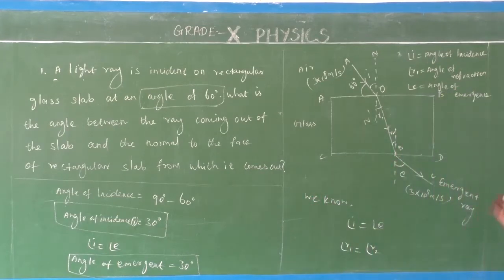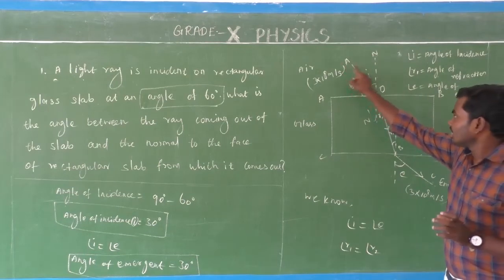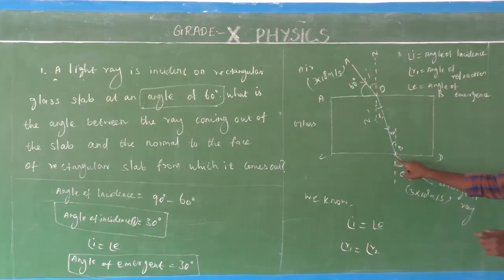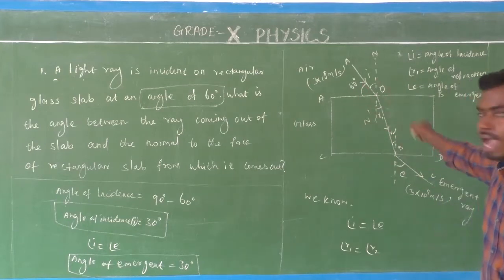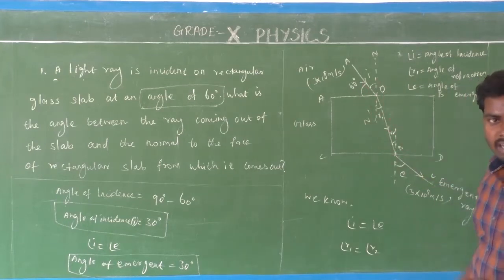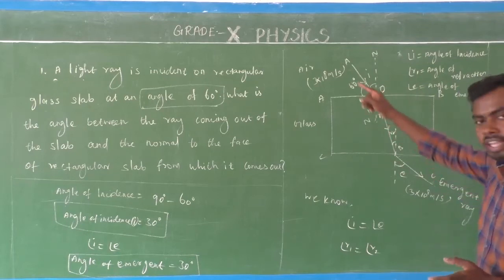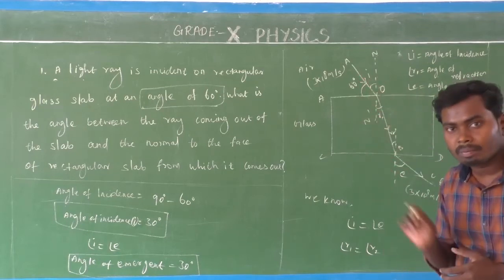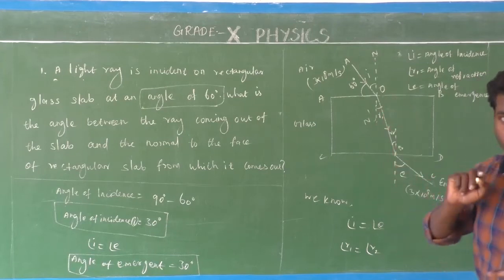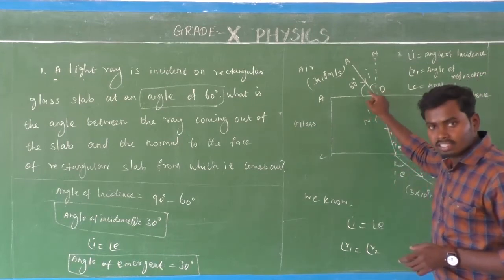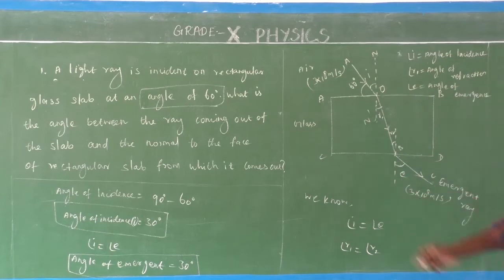So listen here. The incident ray AO and the emergent ray BC both are traveling in what medium? Only air medium. In air medium the light speed is 3 into 10 to the power of 8 meter per second, due to which the angle of incidence is equal to the angle of emergence.